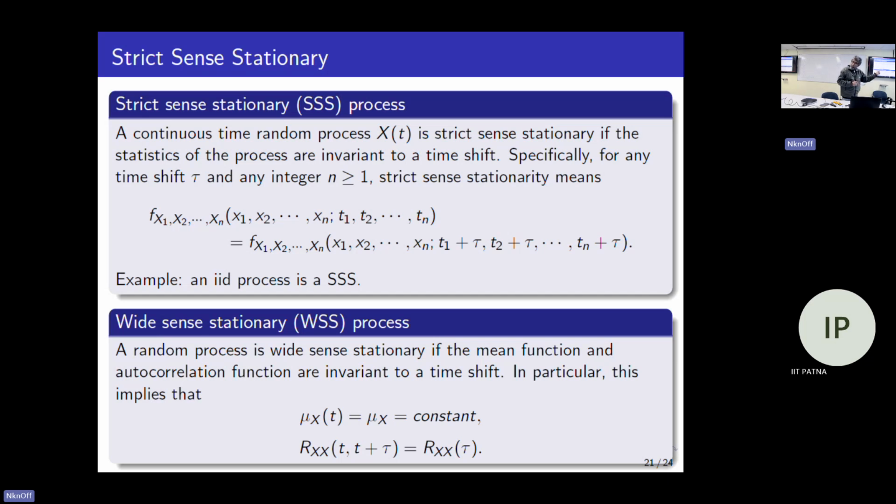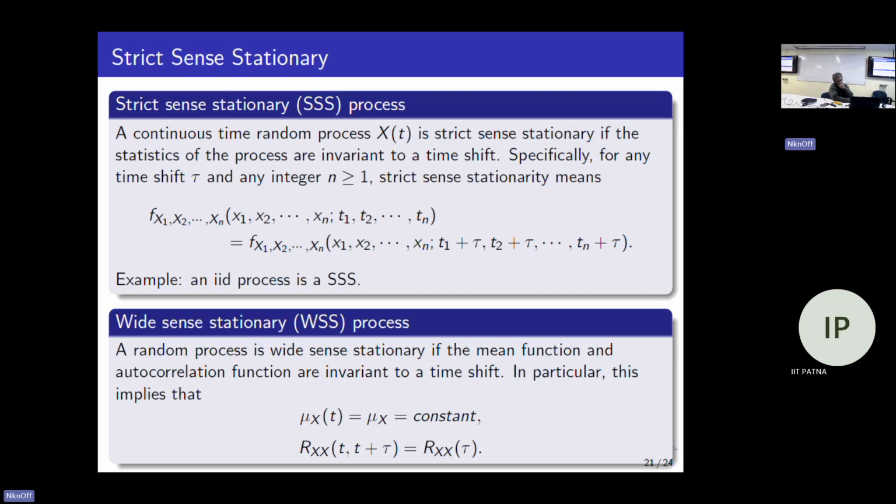That means it is a stationary process, but it is strict sense stationary. But getting strict sense stationary is very difficult. So we work with wide sense stationary, WSS. So what is a WSS process? If mu x is constant and the autocorrelation function is a function of tau, then it is called a WSS process.